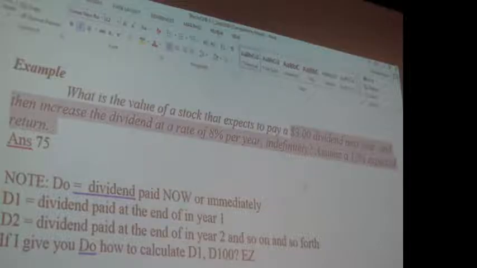How do we plug it in the formula? 3 divided by 0.12 minus 0.08, okay? 3 divided by 0.04, and that's $75, right? So these are the 2 models that we need to know about.